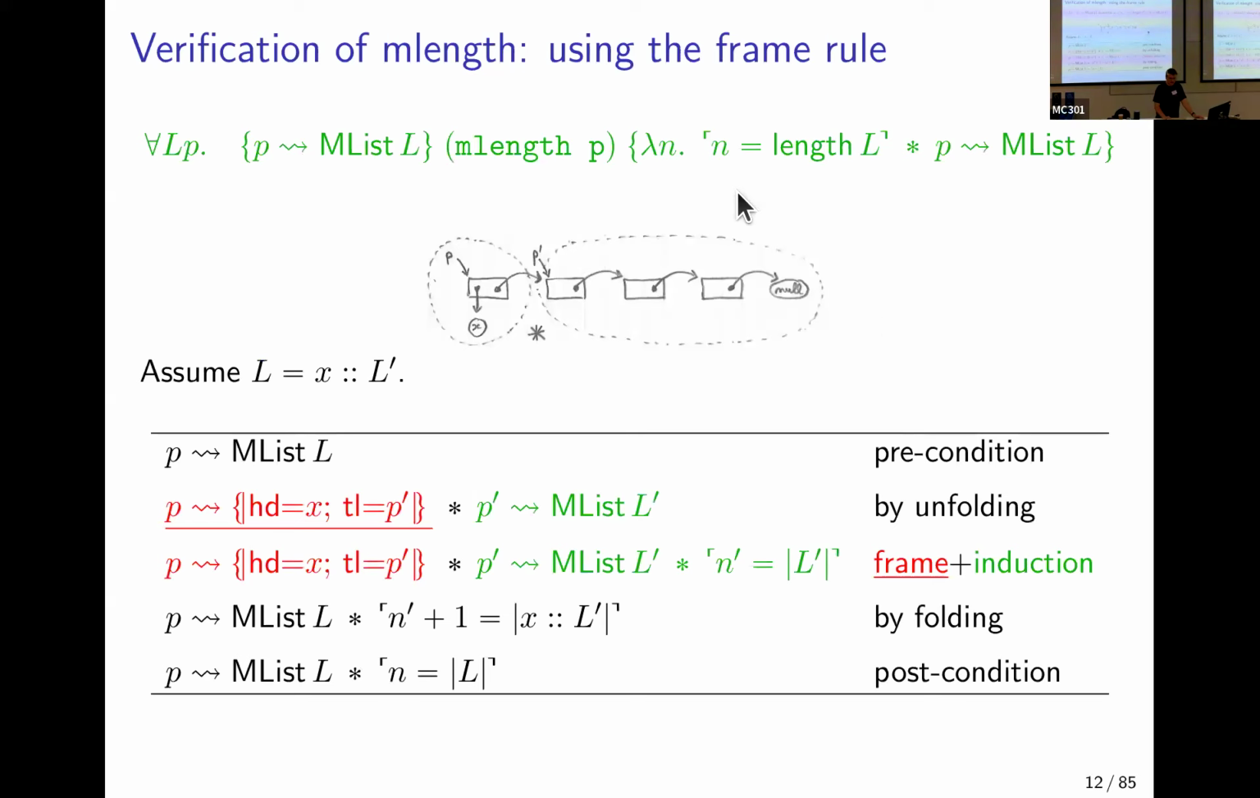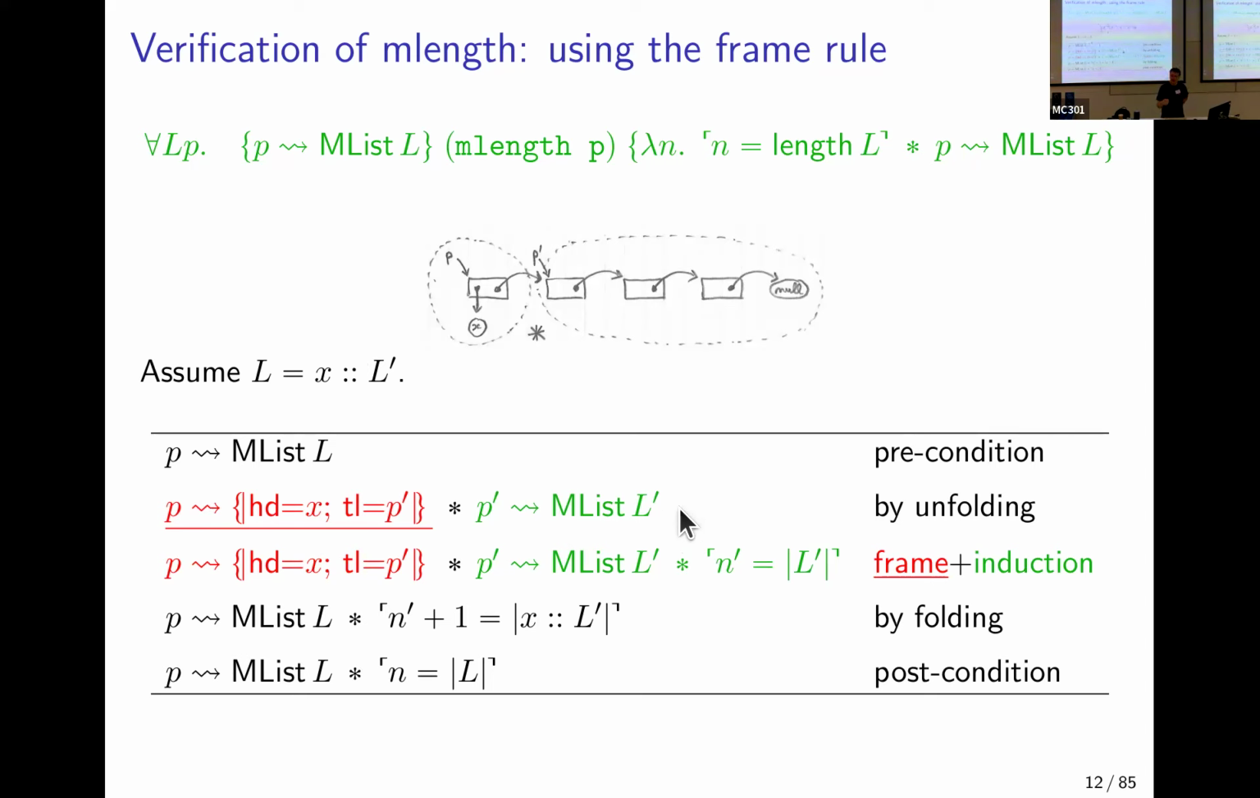But in the case of the cons, I recall at the top the specification of the function. So you prove this by induction on L. Assuming that L is equal to x cons L prime, you have this p points to L that unfolds to p points to x and p prime for some p prime, star p prime points to L prime. So now you want to use your induction hypothesis, but your induction hypothesis doesn't have this whole thing as a precondition. It only has the green part. The p prime points to L prime.